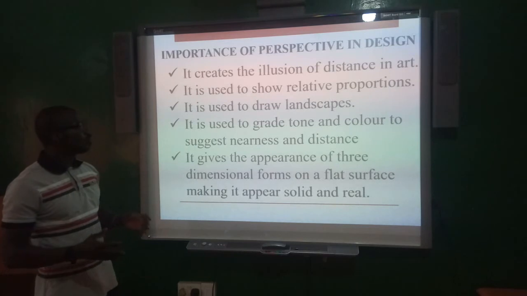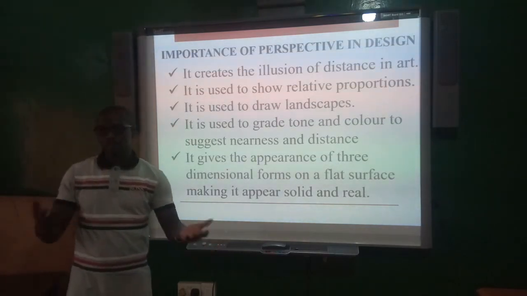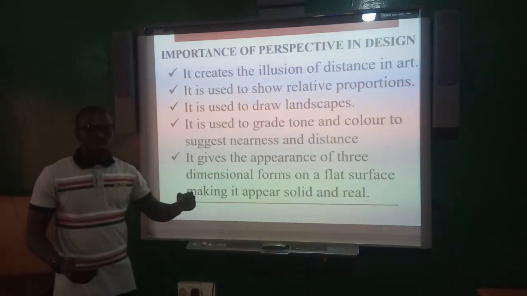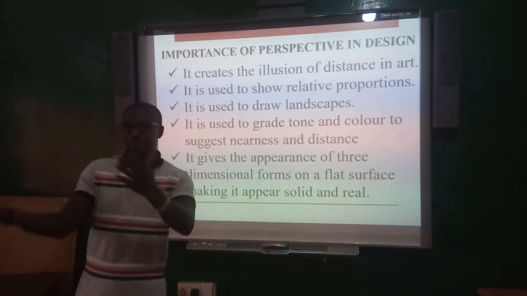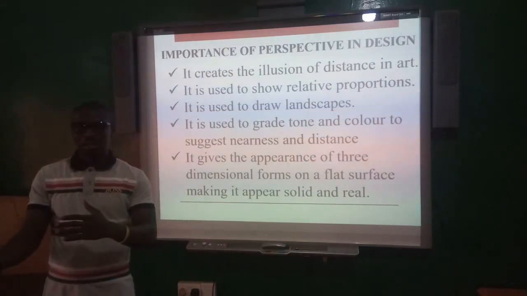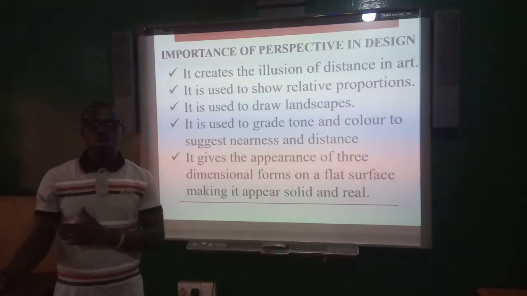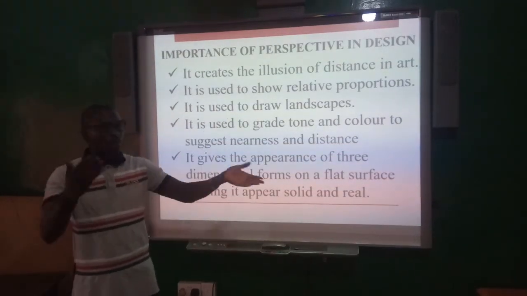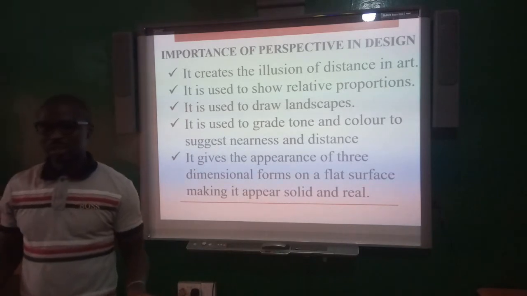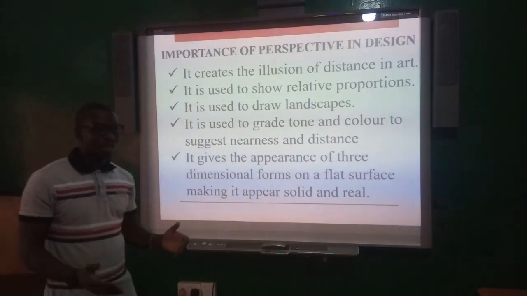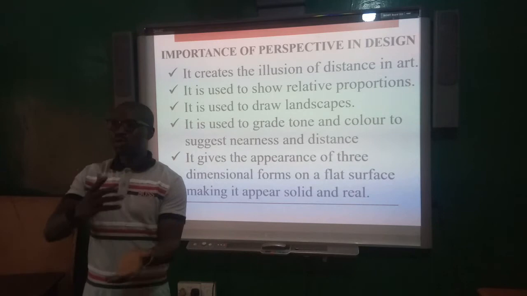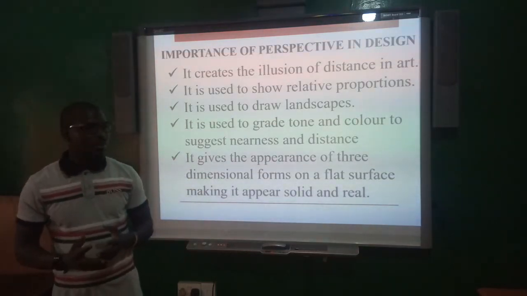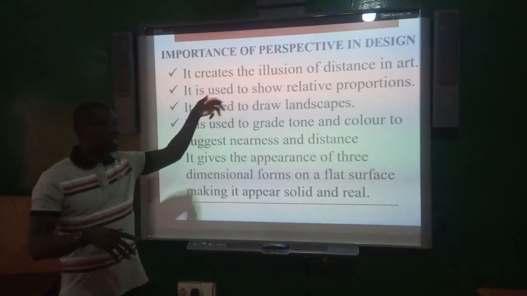The second one, it is used to show relative proportion. So here, you can use perspective to differentiate the intensity or the tones or the sizes. So you can use perspective to show proportion in a particular work of art. You can use perspective to show the relative intensity, the tones, the dimensions, the proportion, the sizes of the various objects in a particular work of art.